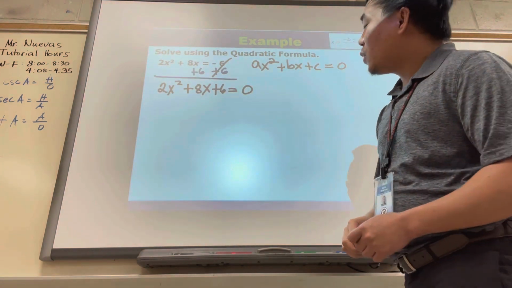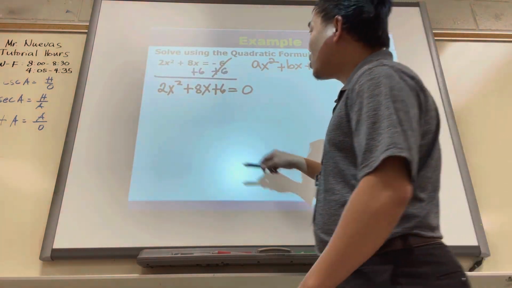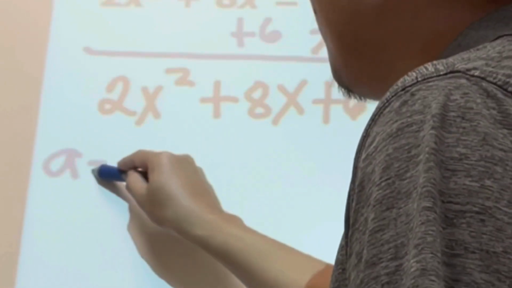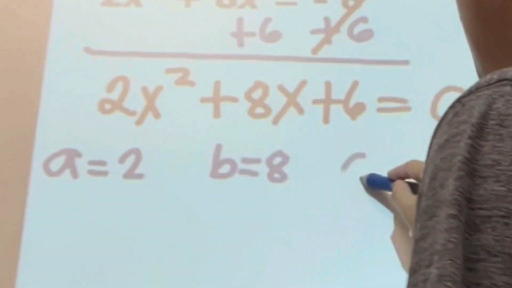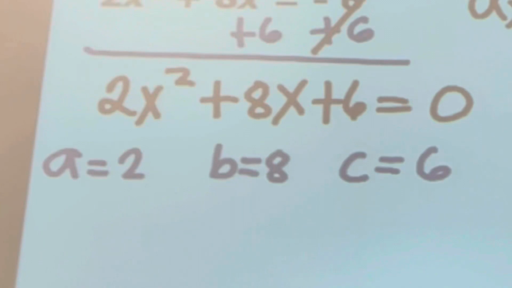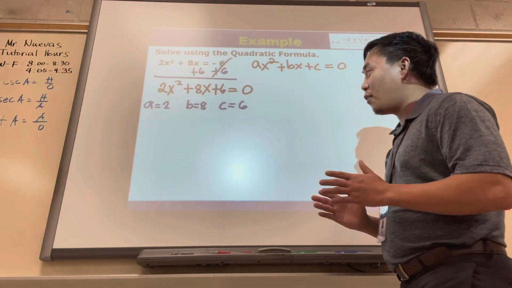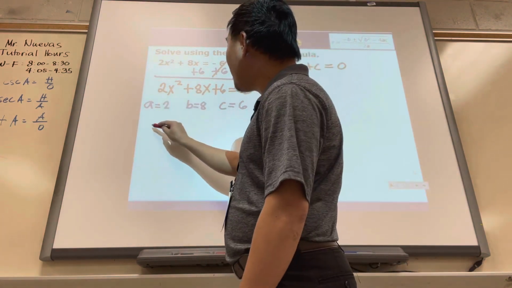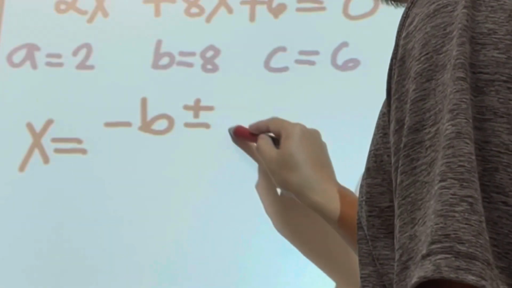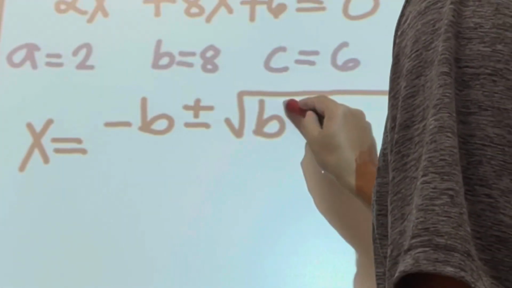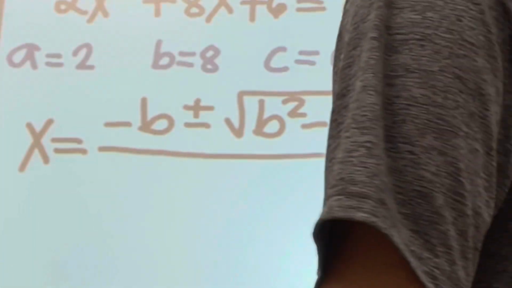After that, we identify the values of a, b, and c. So here, our a is equal to 2, our b is equal to 8, and our c is equal to 6. Then, the next thing to do is to write the quadratic formula, which is again negative b plus or minus the square root of b squared minus 4ac, all over 2a.